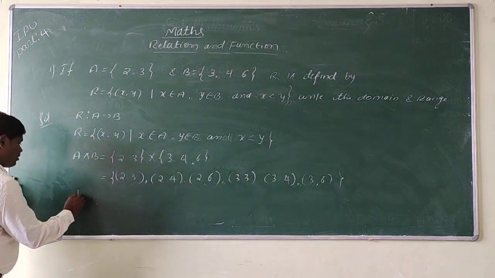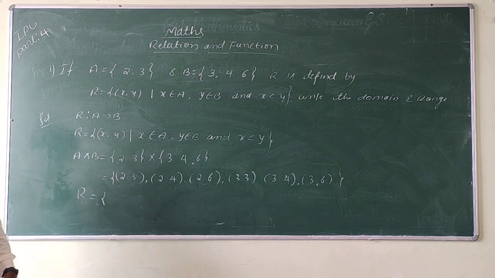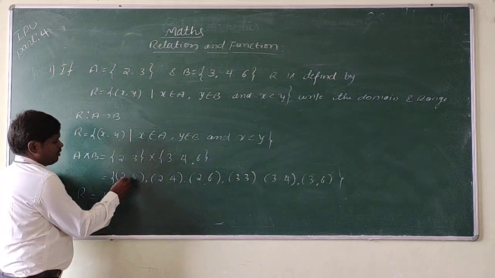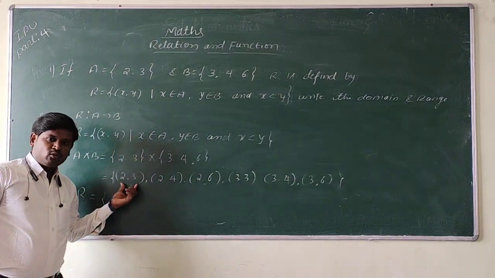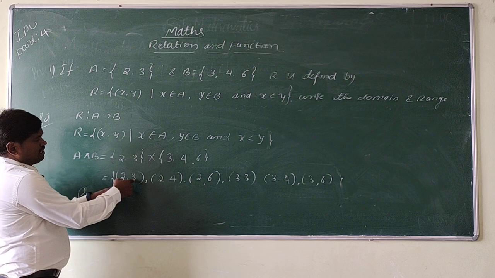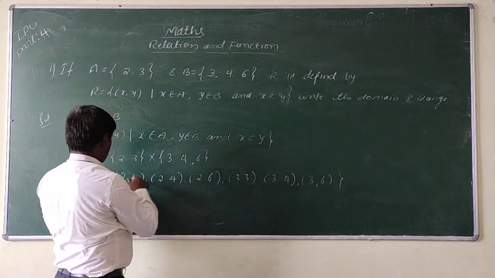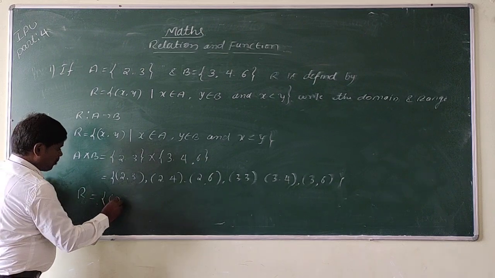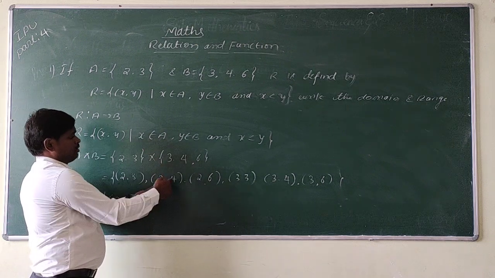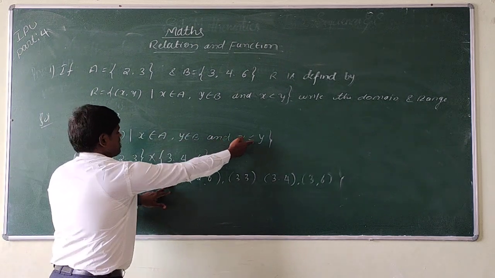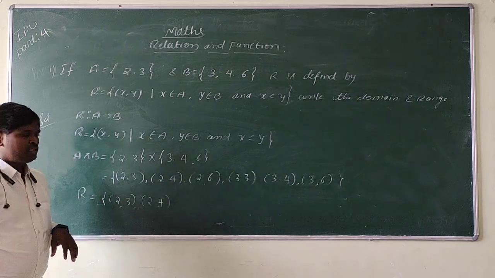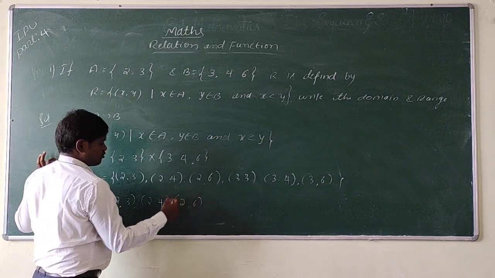Now the relation R: the ordered pairs which satisfy this condition. First, (2, 3): does it belong to R? Yes. The first element 2 belongs to set A, 3 belongs to set B, and 2 is less than 3, so (2, 3) belongs to R. Next, (2, 4): 2 belongs to A, 4 belongs to B, and 2 is less than 4, so (2, 4) belongs to R. Similarly, (2, 6) also belongs to R.